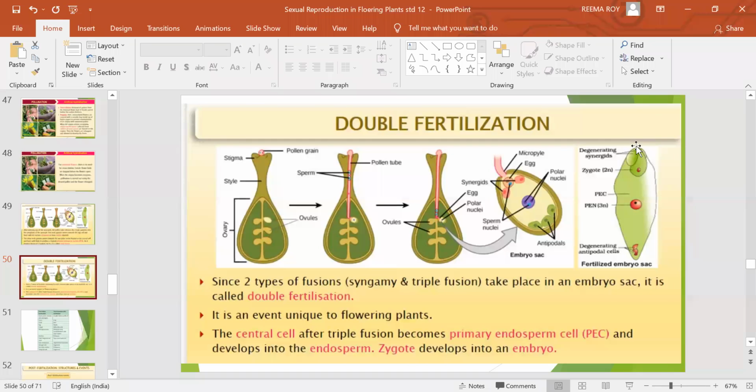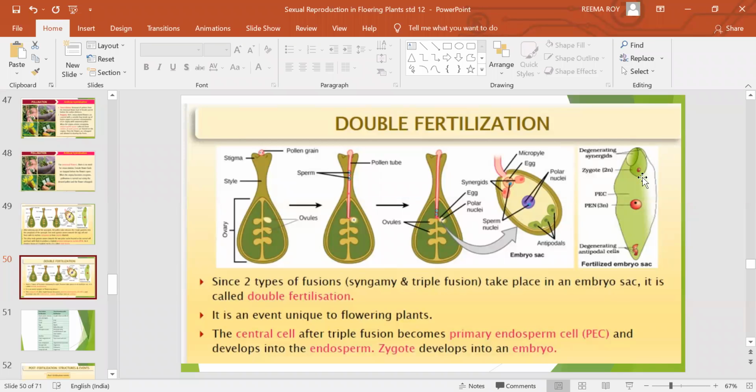यहाँ दो मेल गैमेट रहेंगे. एक एग के साथ फ्यूज होगा टू फॉर्म जाइगोट एंड दूसरा मेल गैमेट it will fuse with the polar nuclei. Okay, to form what? PEN. Then PEN develops into PEC, that is primary endosperm cell, and further PEC develops into what?